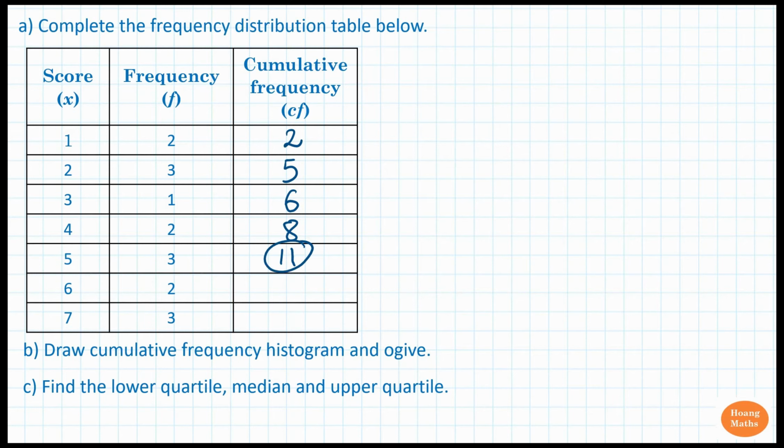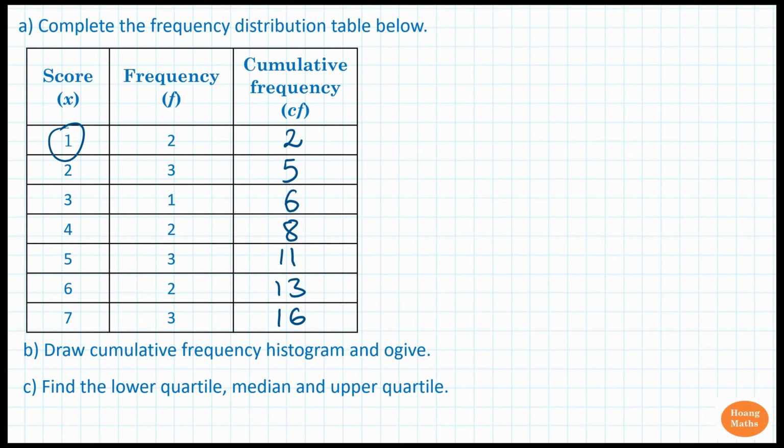And then 11 plus 2, which is 13. And 13 plus 3, which is 16. So please remember, if you add these columns together, the total number of frequency should give you 16 as well. That's what that meant. To draw the cumulative frequency histogram, we write the score first.